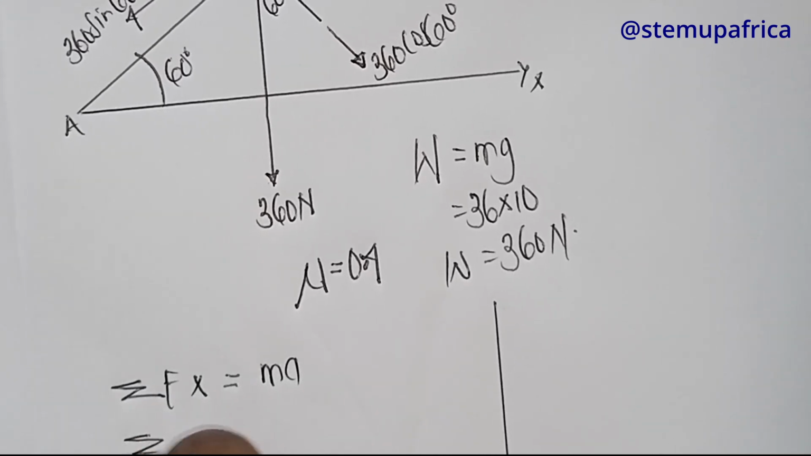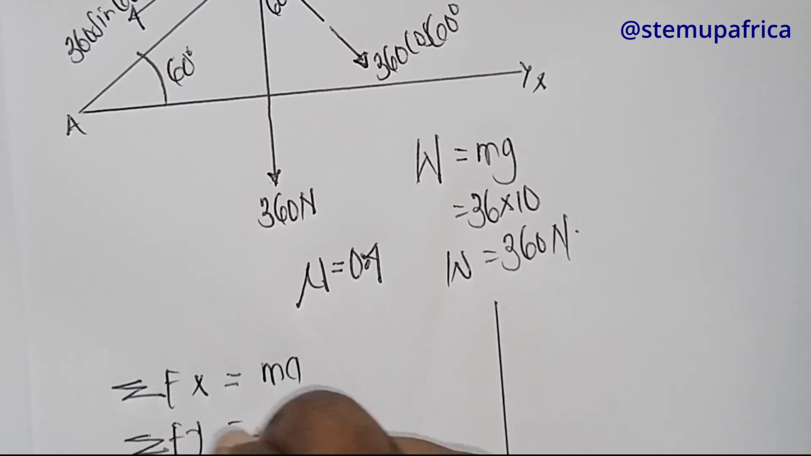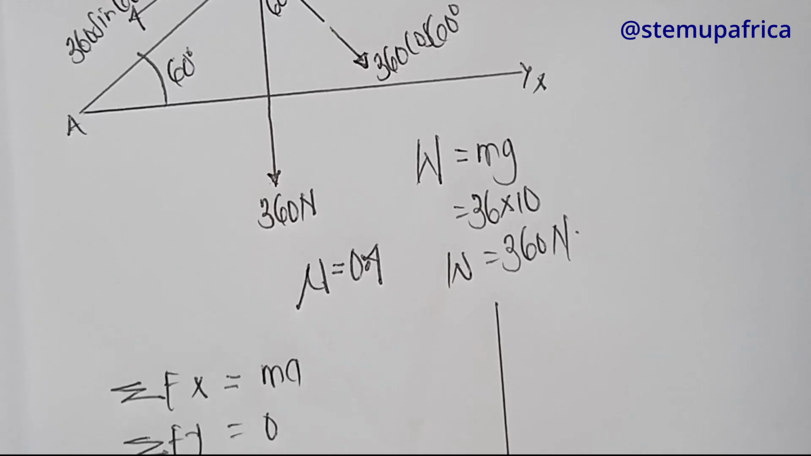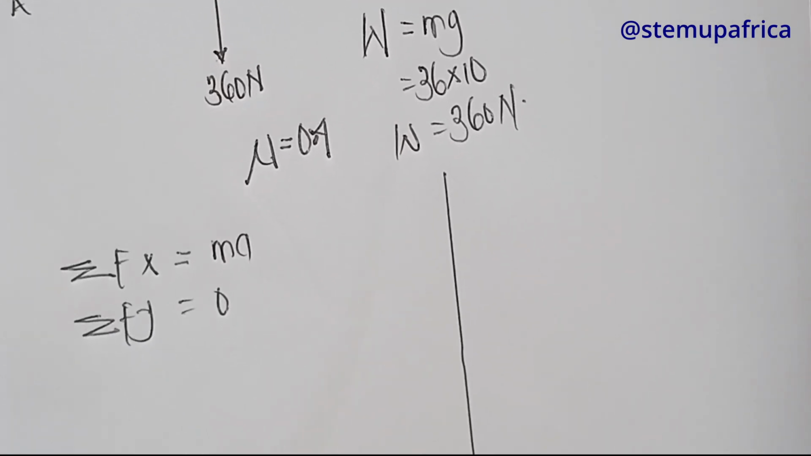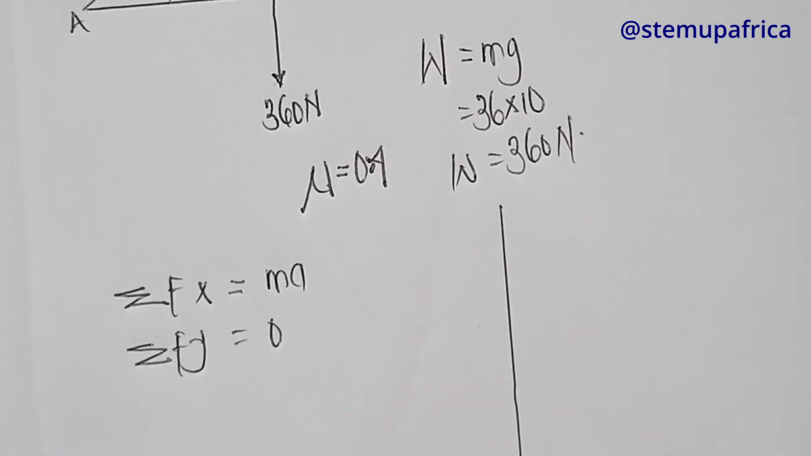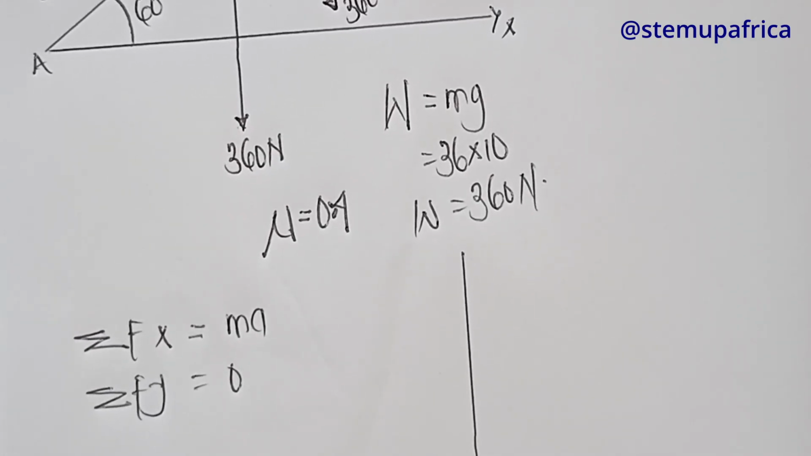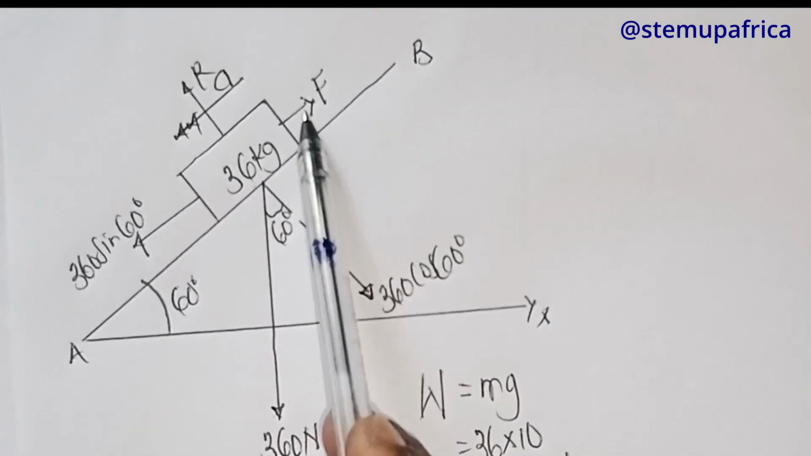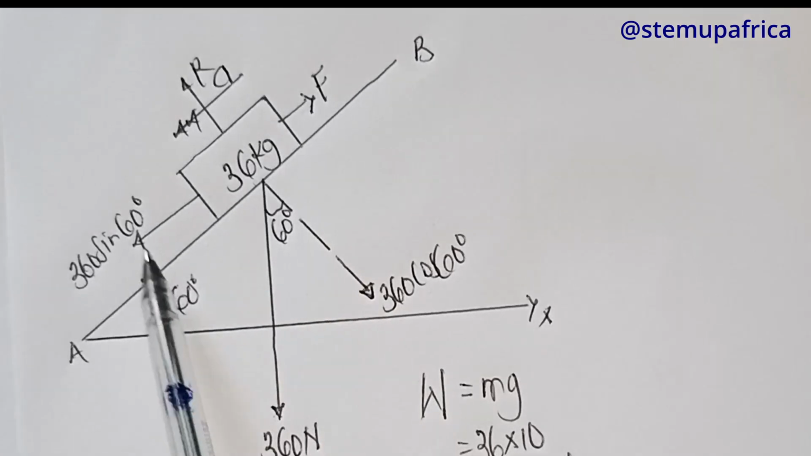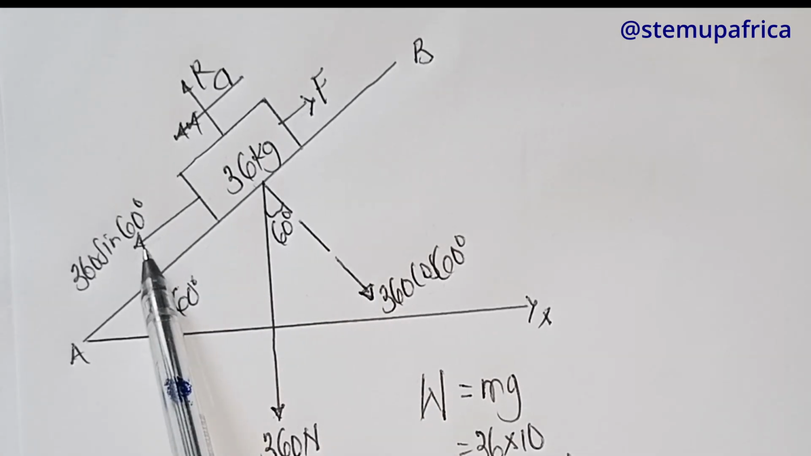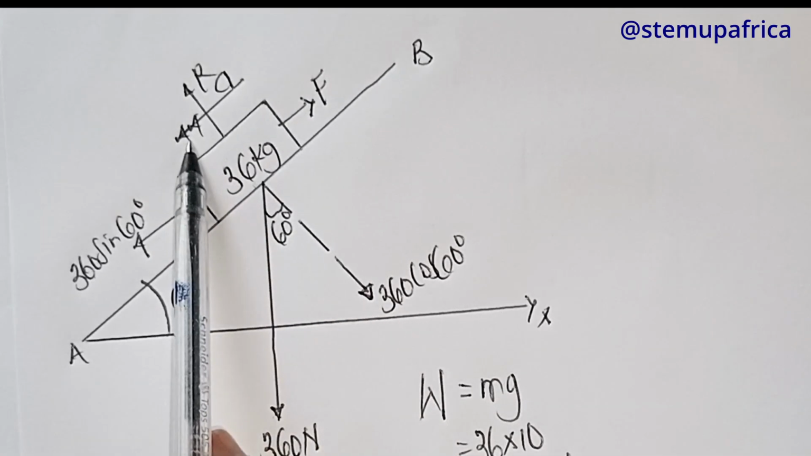Then our summation of F_y is 0. So we are going to consider these two conditions: summation of F_x is now ma, while summation of F_y is 0. So who are those acting horizontally? You can see the frictional force here is acting horizontally. This force here is acting horizontally. Then the mass and acceleration.